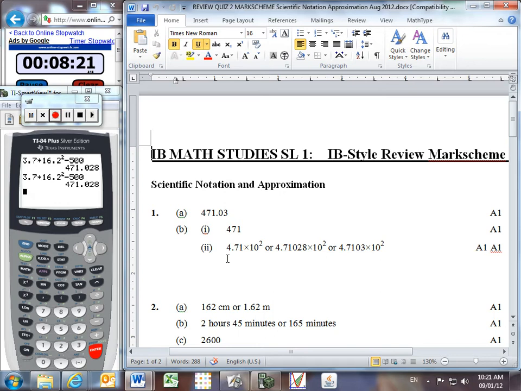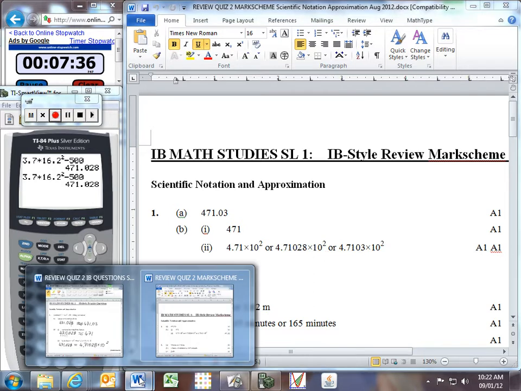They would accept the answer to 3 significant figures, or they would accept the original value, and that's how I interpreted the question. Or they would even accept that you rewrite your answer to part A, the one that's been rounded to 2 decimal places. If we converted that into scientific notation, they'll take any of the 3. And it doesn't say so here, but I know this from experience, that the first answer mark is awarded for writing, say, in our case, 4.71028. So having moved the decimal place to the right place immediately after the first non-zero digit, and then the second mark would be for writing times 10 squared.